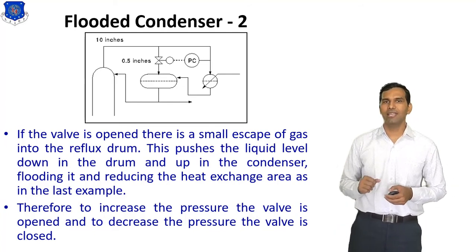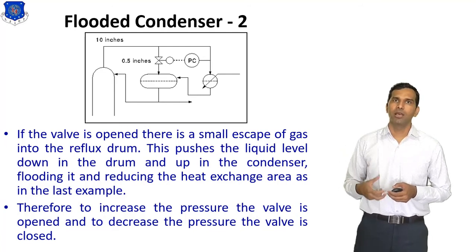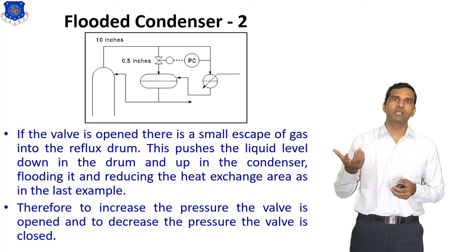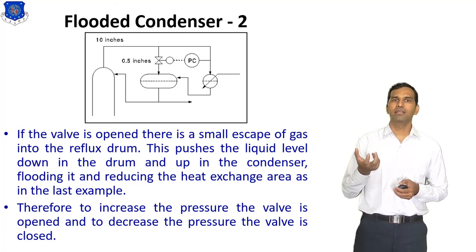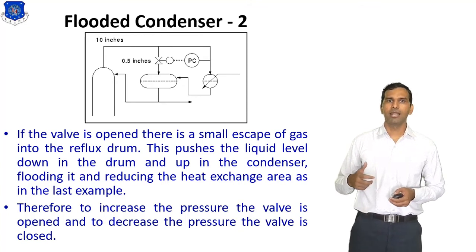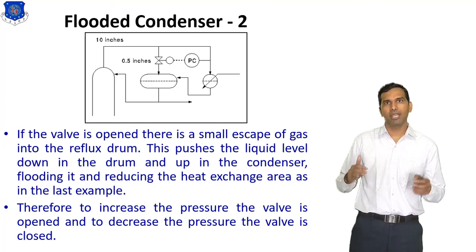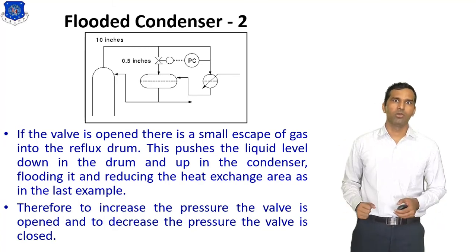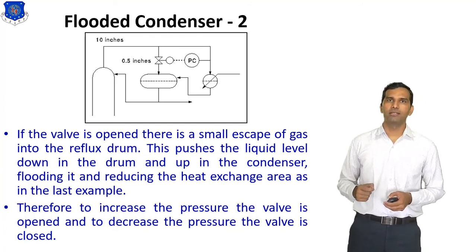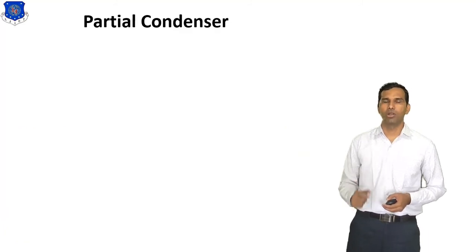If the pressure is increased, then the valve is opened. That means the vapor inside the drum goes outside and the pressure is decreased. And if the pressure is decreased, then the valve is closed so that the pressure is maintained or increased inside the drum. So this is the flooded condenser method of controlling the pressure of the distillation column.